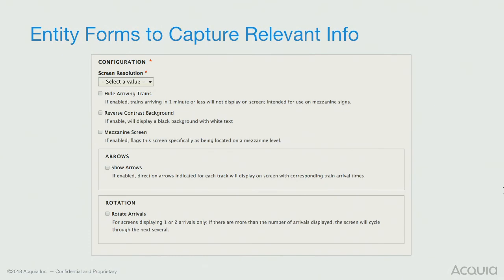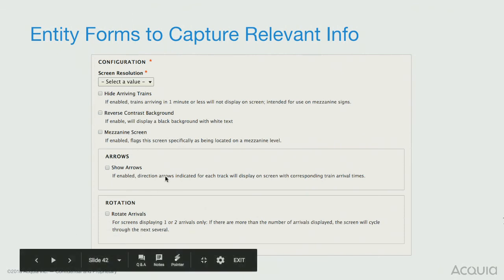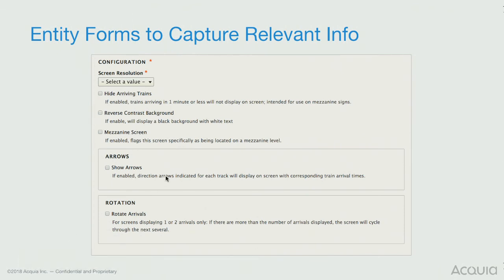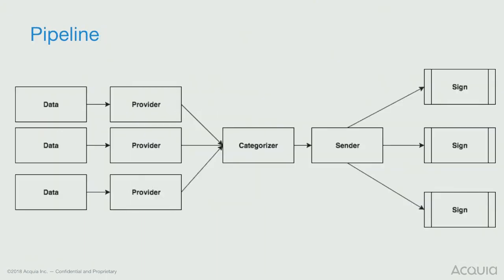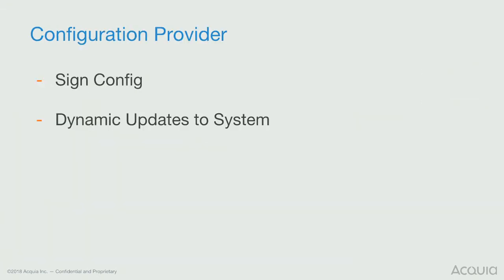You can use Drupal's authoring system to go in and configure signs, platforms, etc. And in fact, we have some really fun little options, like we can change the resolution, you can add arrows, there's a new rotation feature that we just rolled out about a month ago where it'll actually show like five arrivals continuously instead of just the two that would show up. And we've actually defined a data provider for all this configuration that we're talking about. So if we look at this pipeline again, we actually use the same pipeline that we're sending data to the signs to send configuration to the signs as well. It's just a different type of provider.